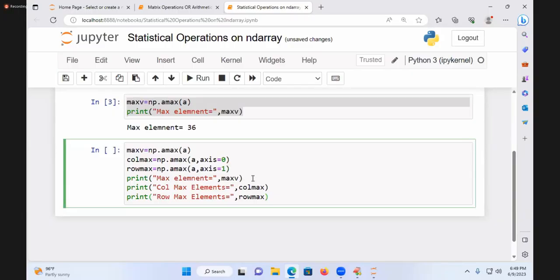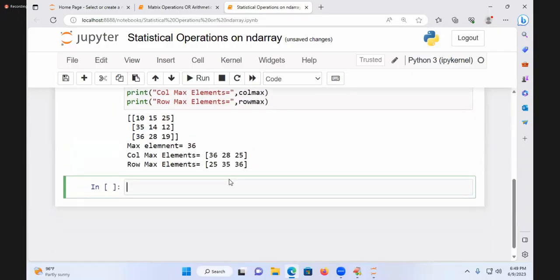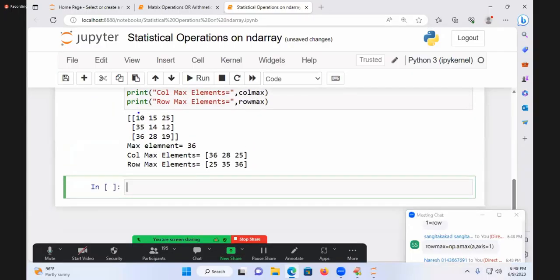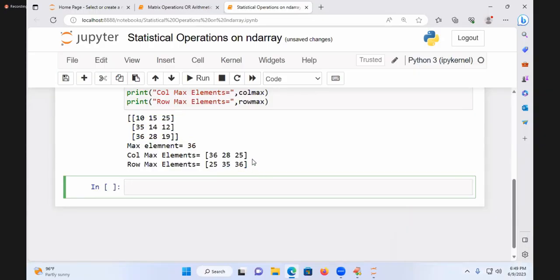Are you able to follow? Now print one matrix here. Print of A, and see the result of it. Row and column wise, you see which is the highest one? 36. What is the highest one? 28. What is the highest one? 25. Next, 25. Next one, 35. Next one, 36. Got it?